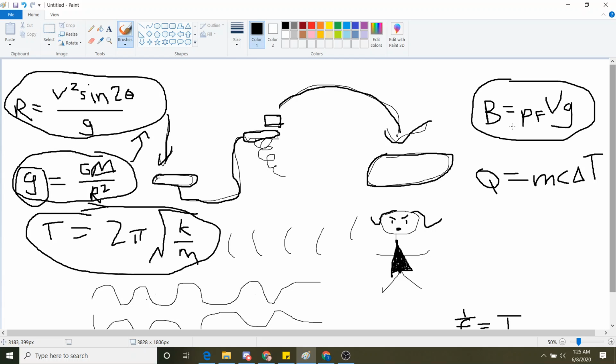We could also calculate the buoyancy force of the ice cube, not the water, once it's just floating in the water, and it's going to be the density of the water multiplied by the volume of the water that's displaced multiplied by that gravitational constant G that we just calculated.